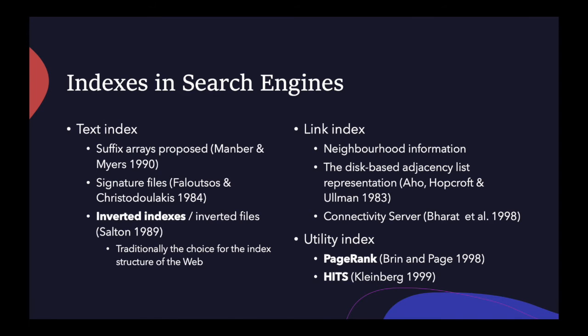Neighborhood information is the most common information to build link indexes. Some people explore strategies to provide this information more efficiently. Utility indexes are established by the analysis of the page collection. They are typically used at query time to support the ranking of search results.